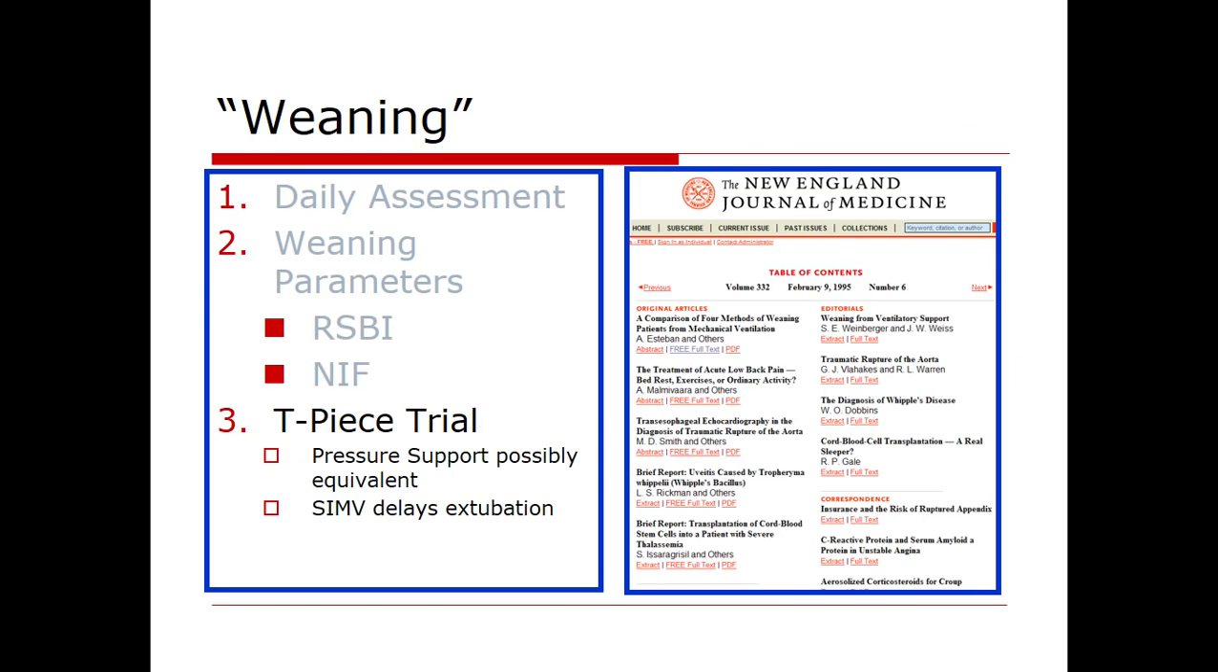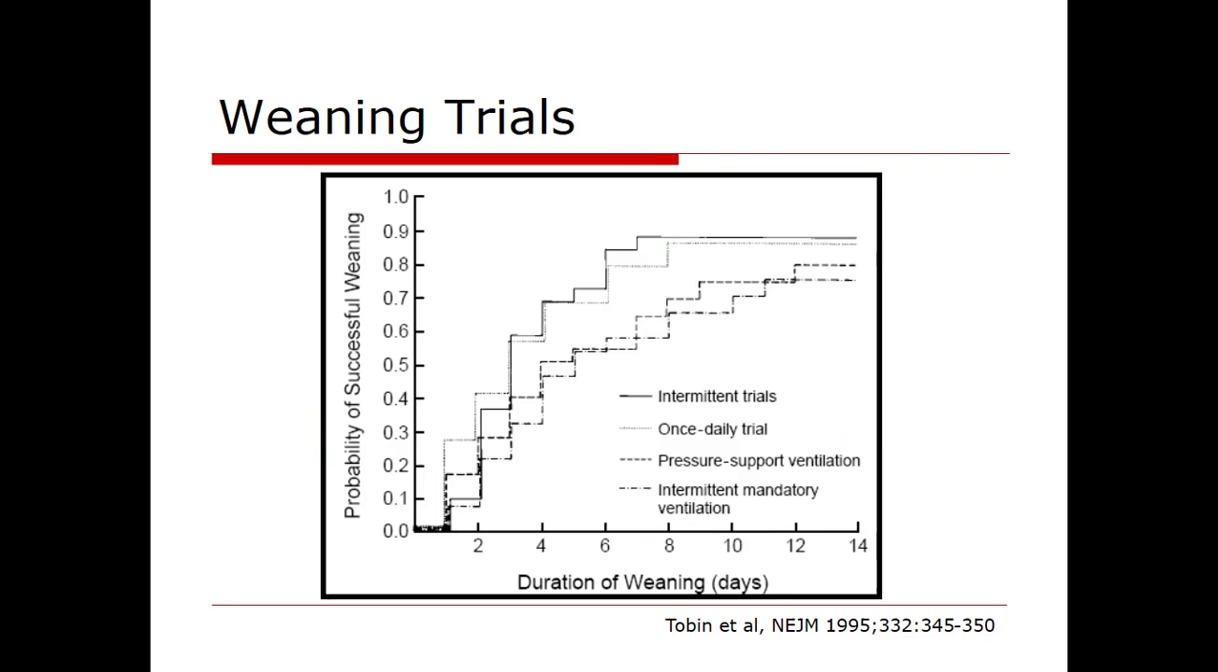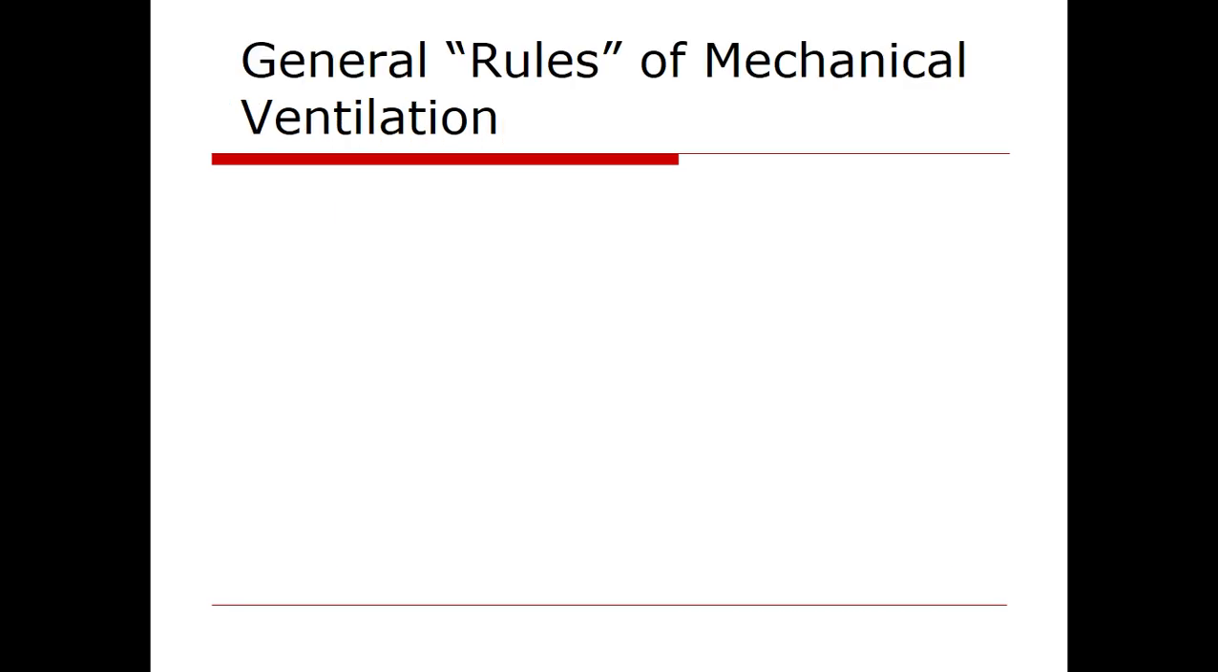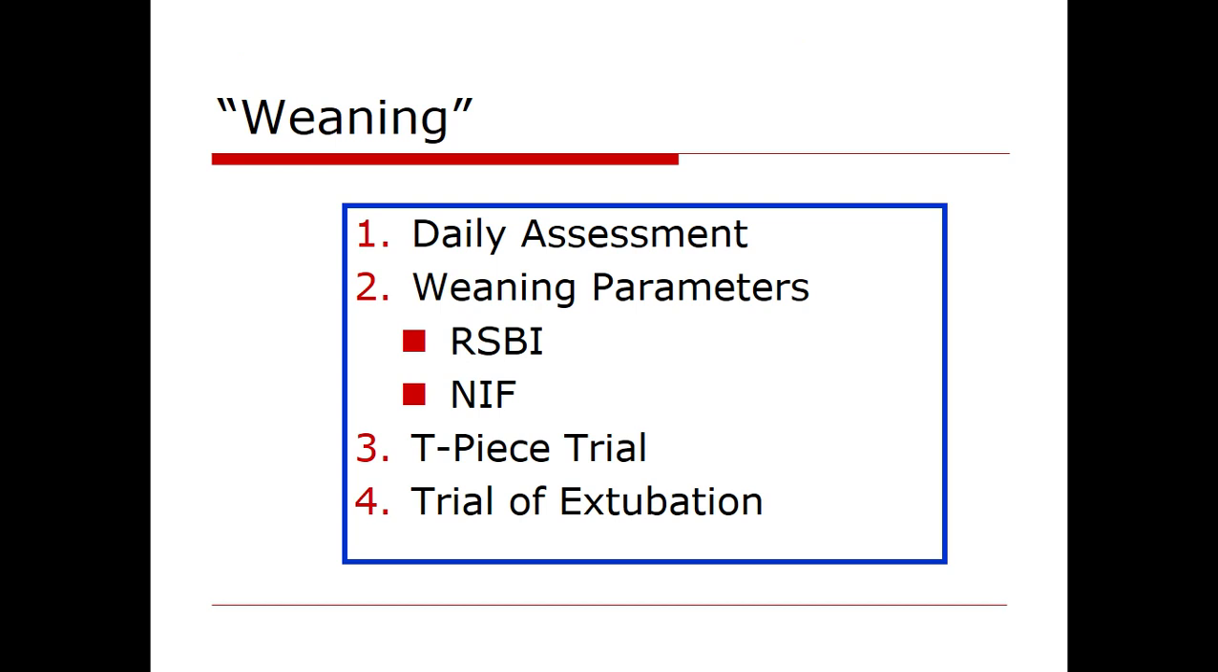And in a landmark trial, another of Tobin's from 25 years ago, it showed that the median number of days to achieve successful extubation was far less if you did a daily T-piece trial than if you fiddled with other modes of ventilation. And if you look at the hardest to wean group, it was even more dramatic. So what I wanted to say about that is if you have a chance, Google Tobin, admire his awesomeness. When it comes to weaning, every day you ought to ask, is today the day to potentially extubate the patient? You're going to check weaning parameters. Then we'll move on to a T-piece trial. And if at the end of 30 minutes the patient looks good, we'll move on to a trial of extubation.